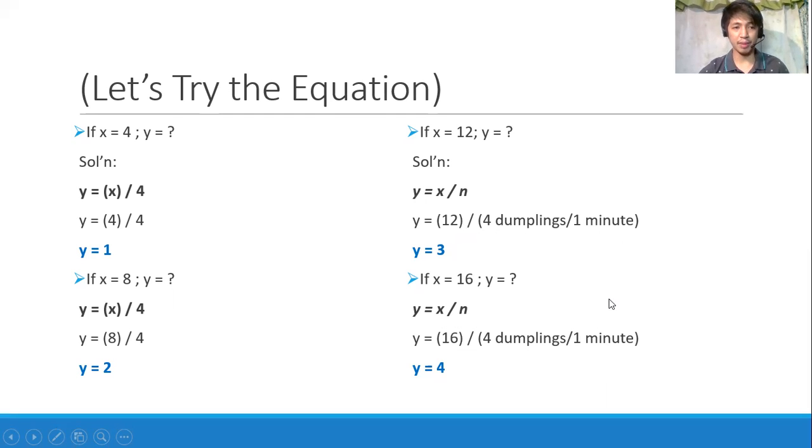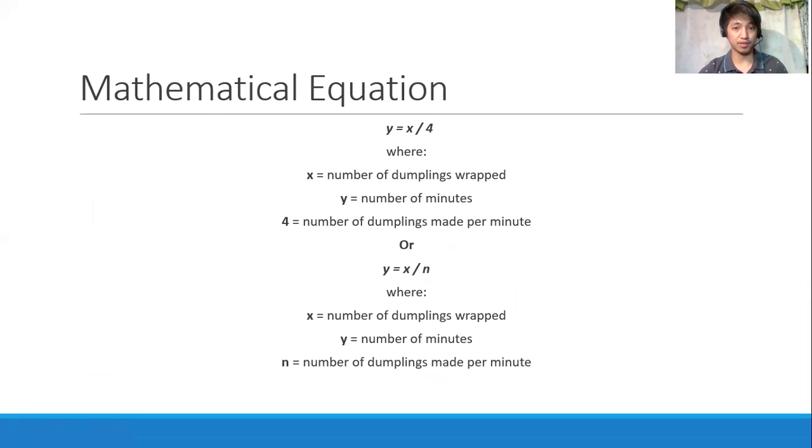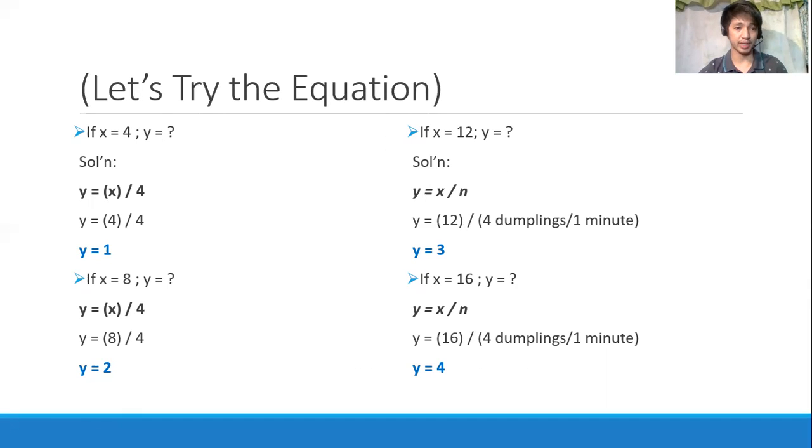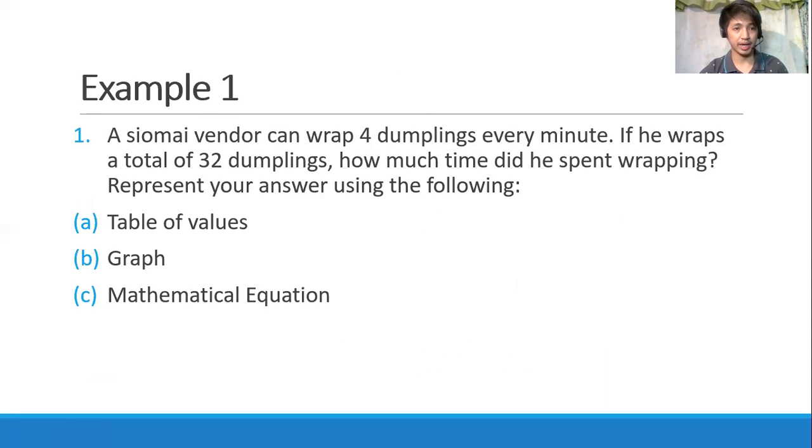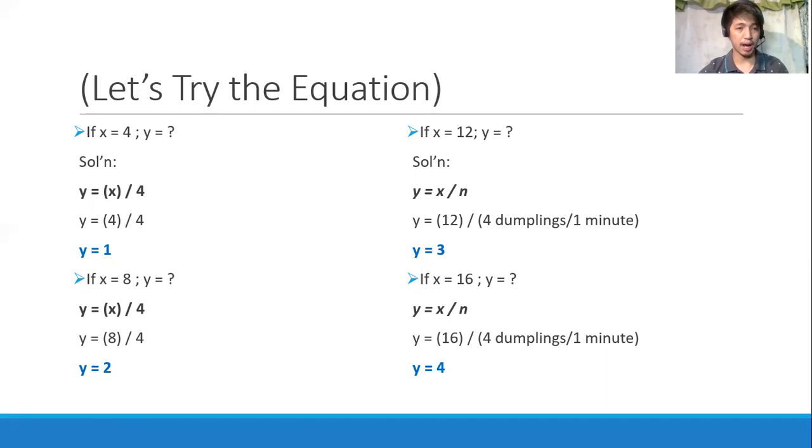Okay, so remember that x is the number of dumplings wrapped, and y is the number of minutes. So going back to the problem, if a Shomai vendor can wrap 4 dumplings, how many minutes will it take? It will take 1 minute. If a Shomai vendor can wrap 8 dumplings, how many minutes will it take? It will take 2 minutes, and so on and so forth.